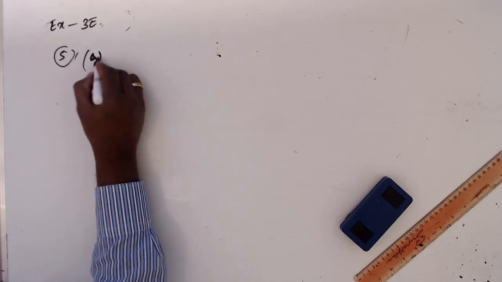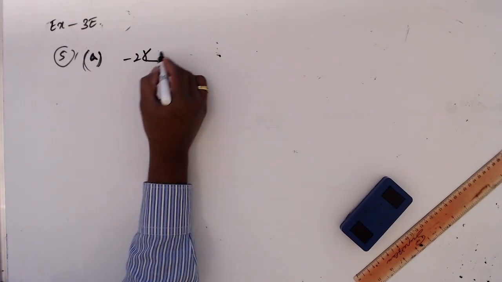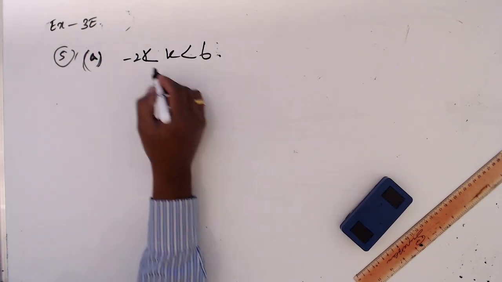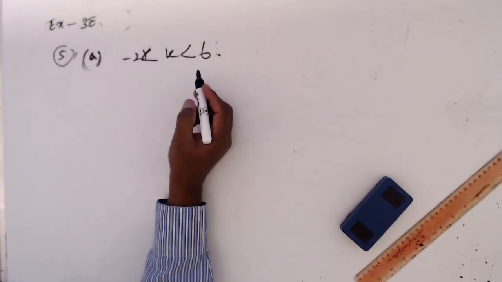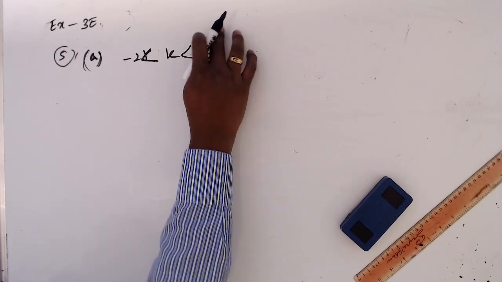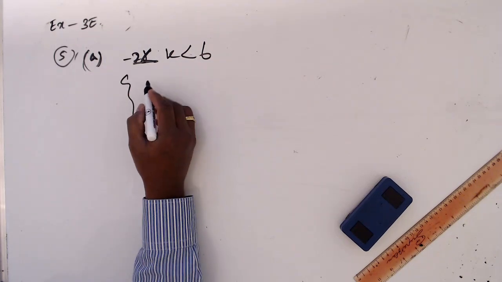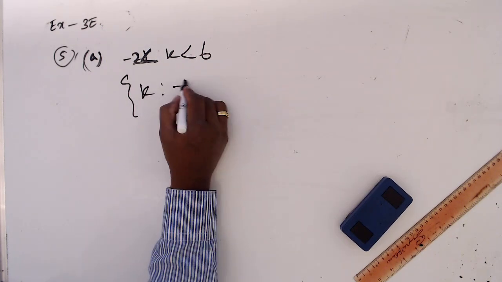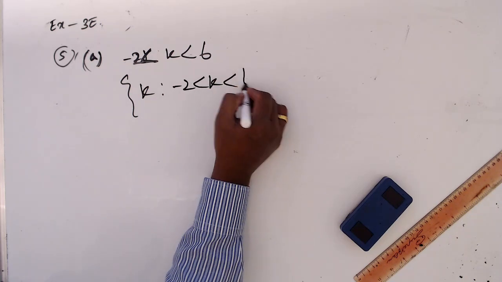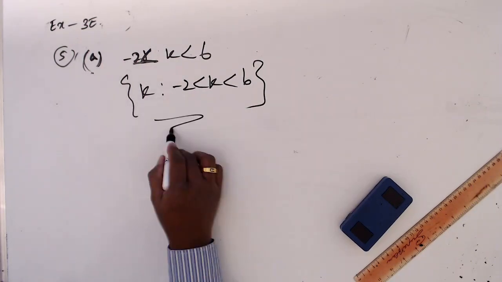I'm going back to part A. The answer was minus 2 less than k less than 6. So in terms of k, such that minus 2 less than k less than 6. This is for part A answer.